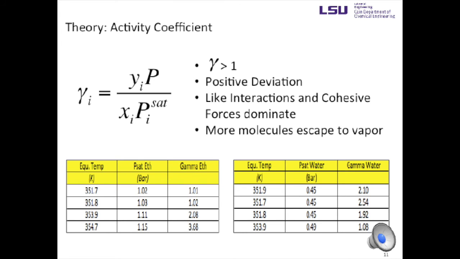Molecularly, unlike interactions in liquid aren't as strong as like interactions. Therefore, the two species, when mixed together, are not held together as vigorously in the liquid phase, which means more molecules escape to the vapor phase in comparison to an ideal solution.